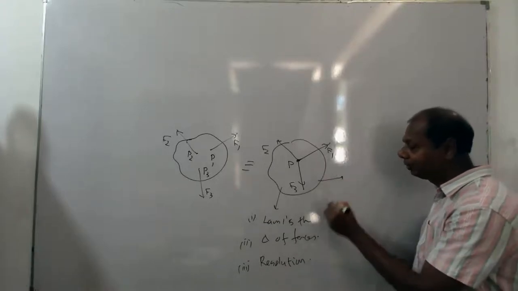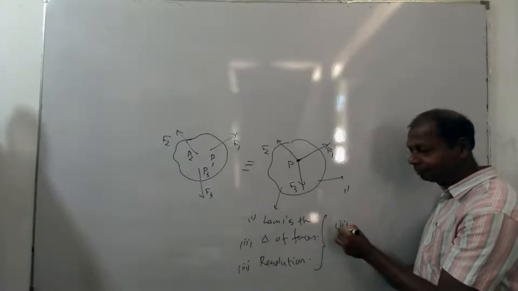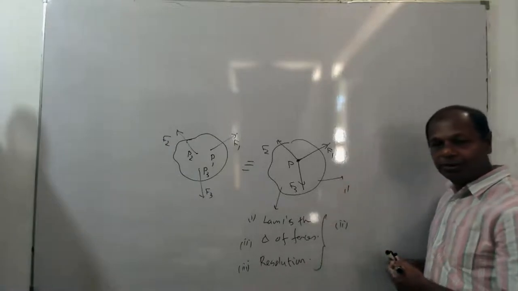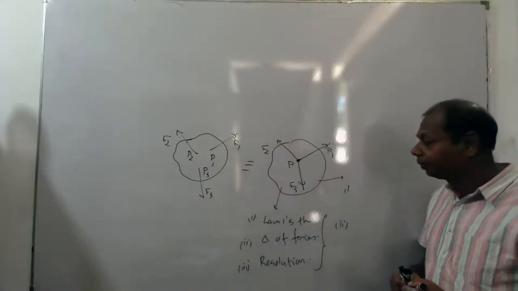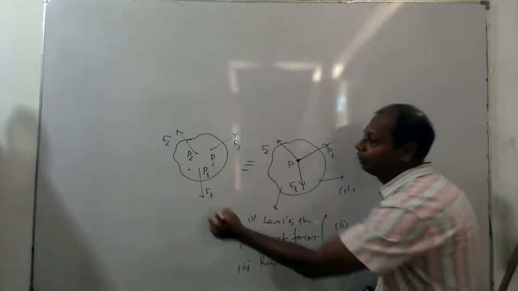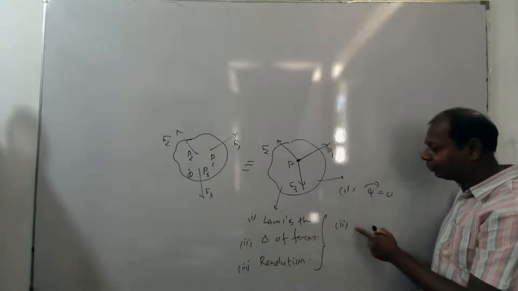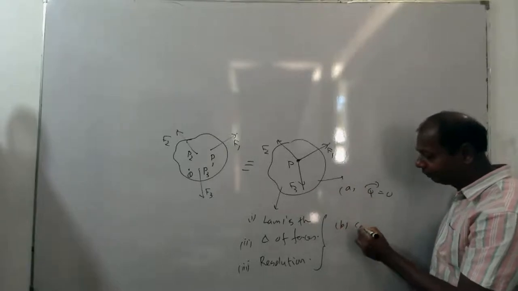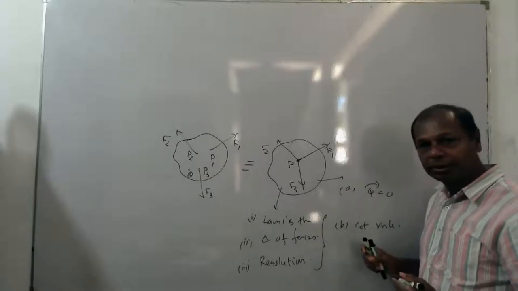These things we used on point masses. But when you come to rigid bodies, in addition to these three, we have two more tools. What are they? The other tools are: you can take moments about any point Q in the plane, and the moment should be equal to zero. And the second is the cut rule that we wrote last day.